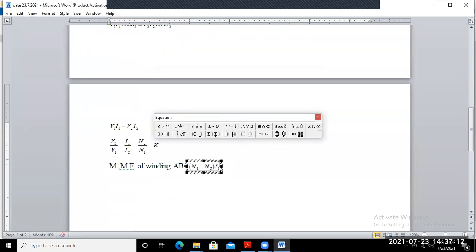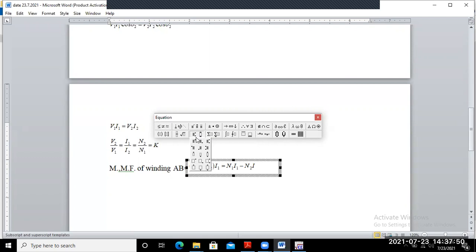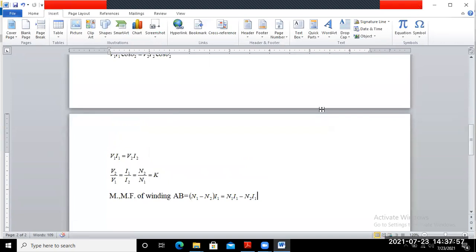And write here N1 I1 minus N2 I1. Or we just stop here, and in the next class we will continue from here.